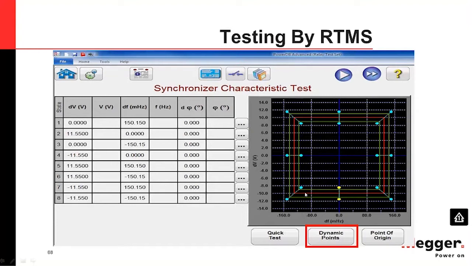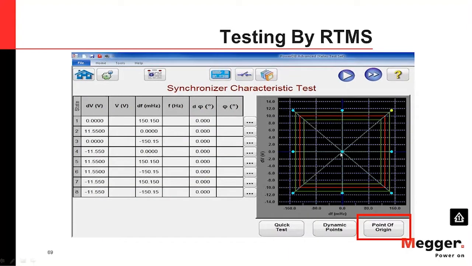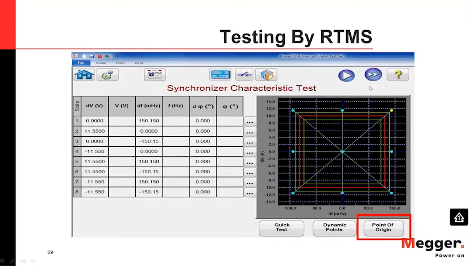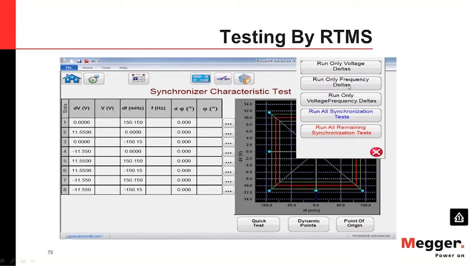Dynamic will have the possibility to check both quantities together, meaning it will vary voltage with frequency together here. And we have the point of origin, meaning it will come up to the point of origin over here. That is only extra, the same, but something extra. We can run only the voltage, only the frequency, or everything, from the same menu, which is here. So that is an option that we can go through to test these things. That is for the synchro relays.